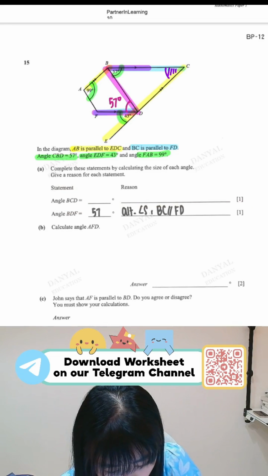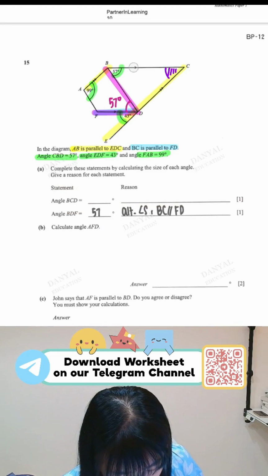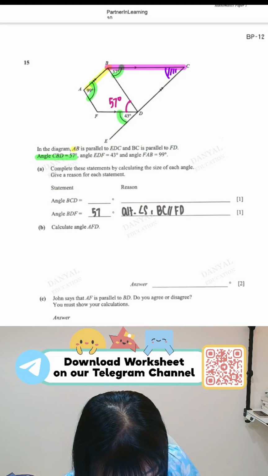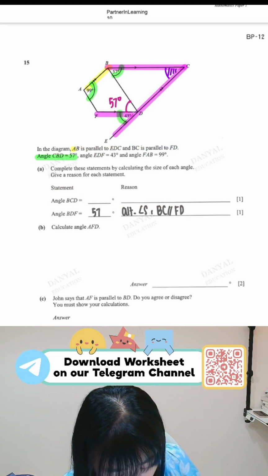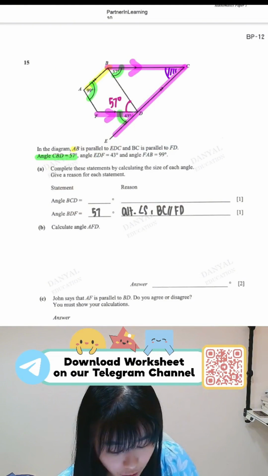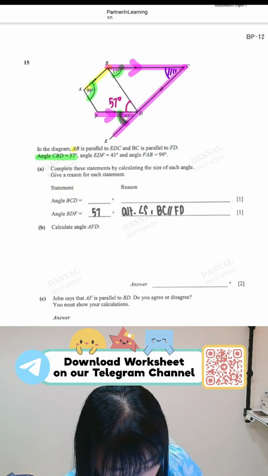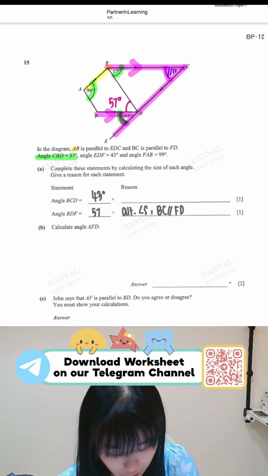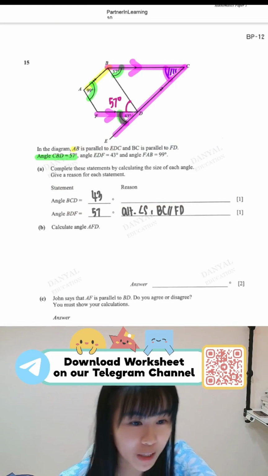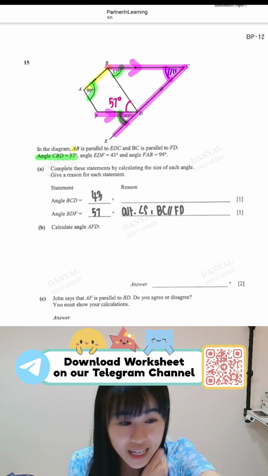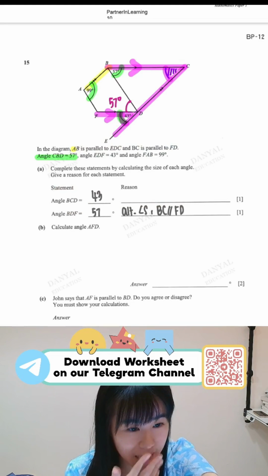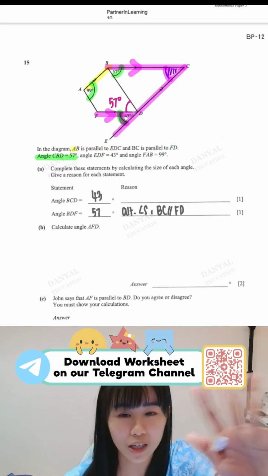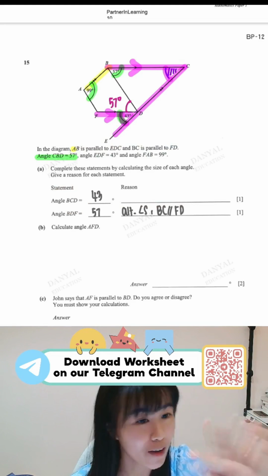So the first part, what you're going to use is, okay, let me show you in another color. You look like this. Parallel line, right? You've got the F shape, inverted F shape. So this is 43, this is also 43. And what is this called, everybody? The reasoning. Oh, corresponding angle. Yes. No, this is corresponding. F shape is corresponding.